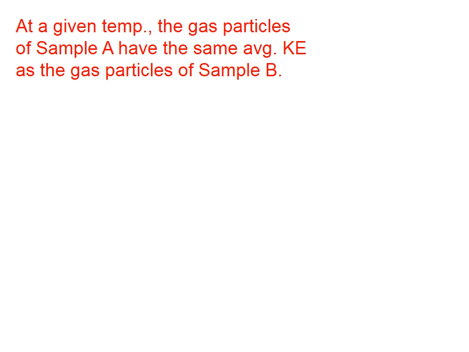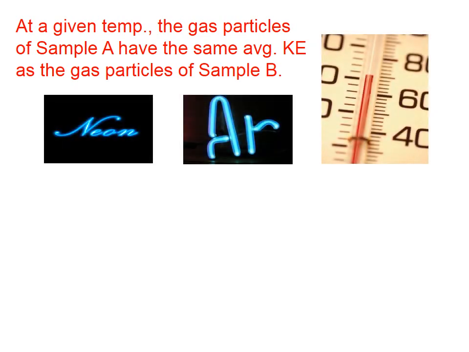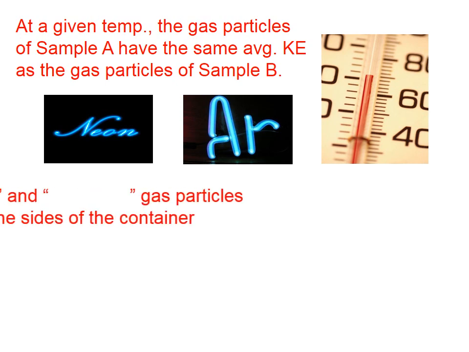At a given temperature, the gas particles of sample A have the same average kinetic energy as the gas particles of sample B. Because kinetic energy depends on mass and speed, if two samples of gas have the same kinetic energy at a given temperature, what that must mean is that the more massive gas particles must be moving on average slower than the less massive gas particles. So for example, neon, which has a molar mass of about 20, and argon, which has a molar mass of about 40, if samples of these gases are at the same temperature, the neon atoms must be moving and bouncing around faster than the argon atoms, because the neon atoms are not as massive, and the argon atoms are more massive.